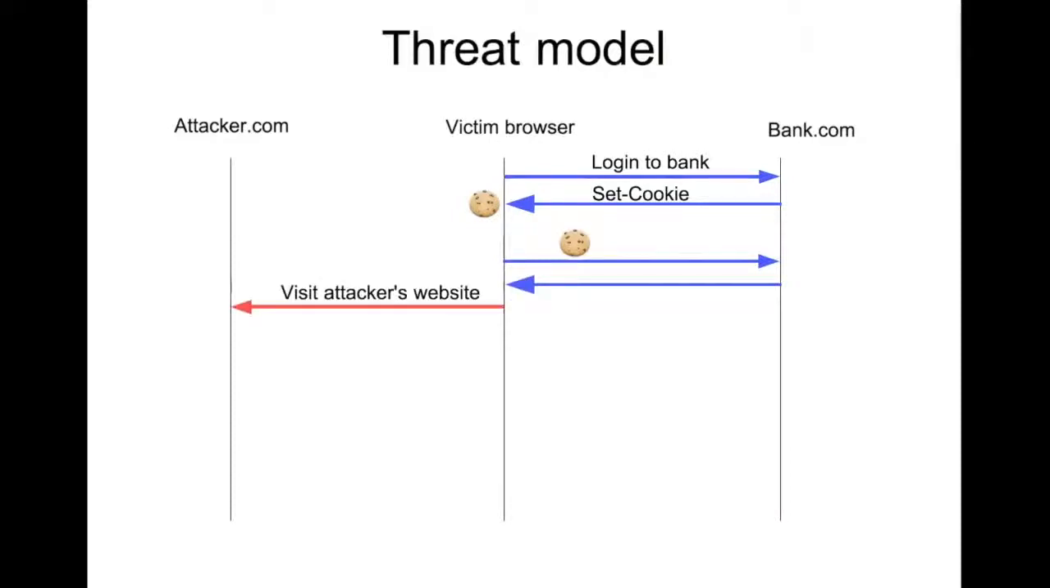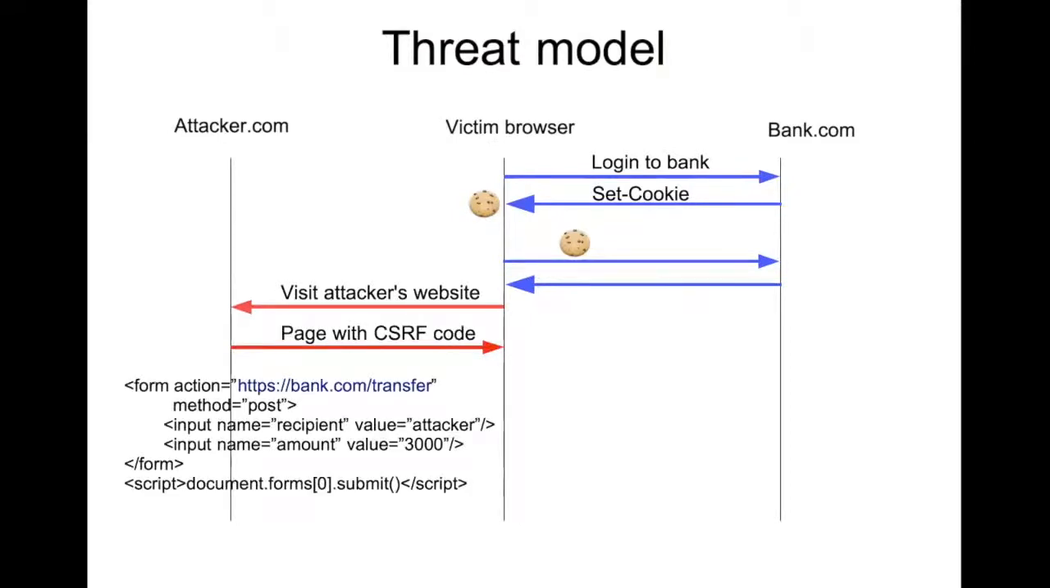Now let's suppose the victim also visits a third-party web page that happens to have the CSRF attack code. In the real world, this step would involve some form of social engineering where the attacker would lure the victim into loading such a page. The CSRF attack code in this case consists of a form that auto-submits itself to the bank. It has the parameters that would enable the transfer of funds from the victim's account into the attacker's account.